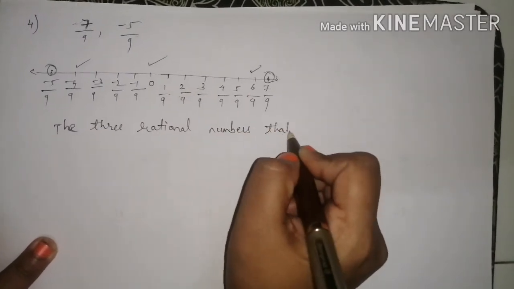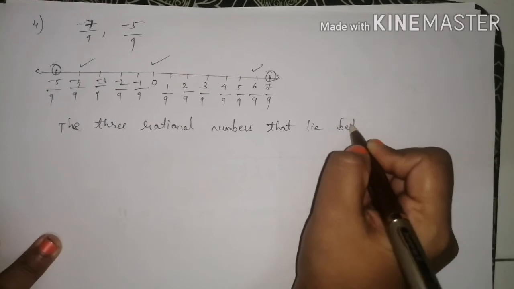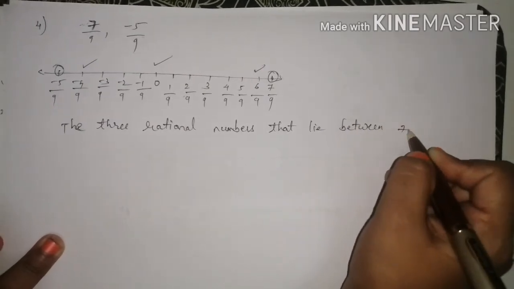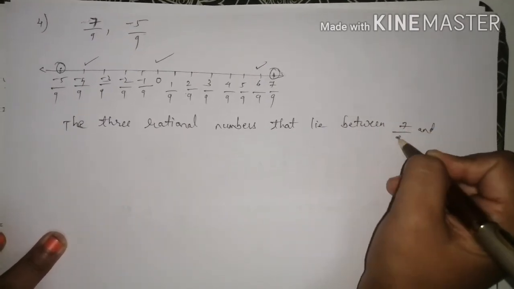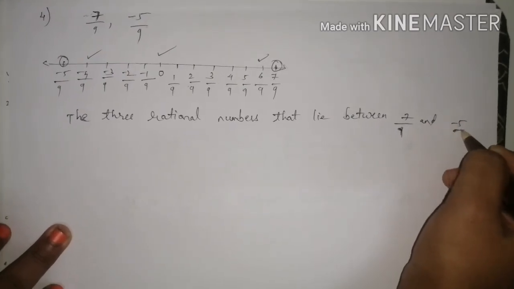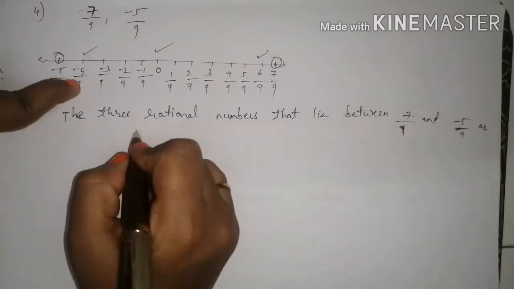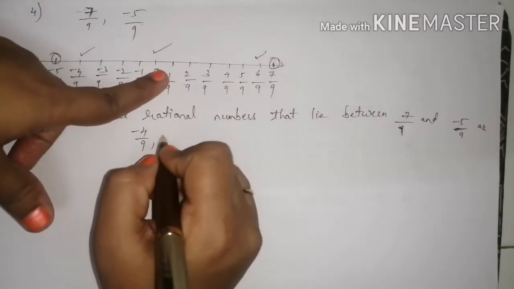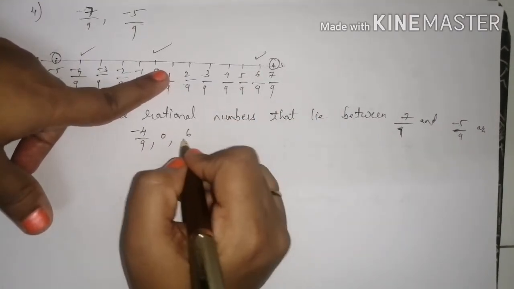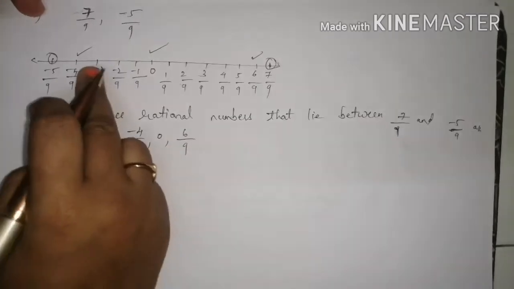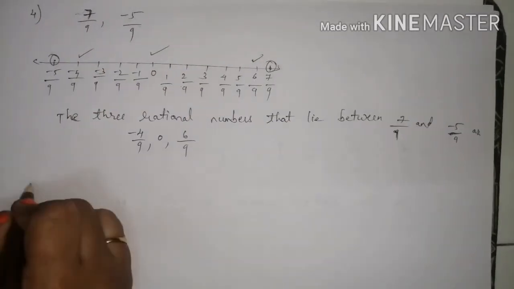So the three rational numbers that lie between 7 upon 9 and -5 upon 9 are, I am taking -4 upon 9, one I am taking 0, and one I am taking 6 upon 9. You can take any three rational numbers that are lying between these two numbers.